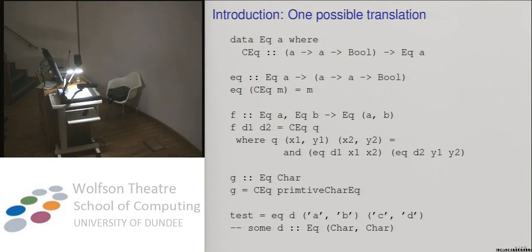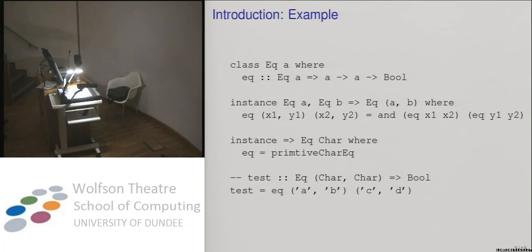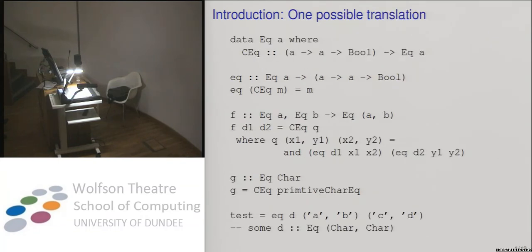So the return type here is a constructor wrapped with Q. The definition of this Q looks exactly like the method we've seen here, except here we insert the evidence at the corresponding place, and the evidence is coming from the inputs of this F. And we do the same thing with G, where G will just directly return an evidence of character.